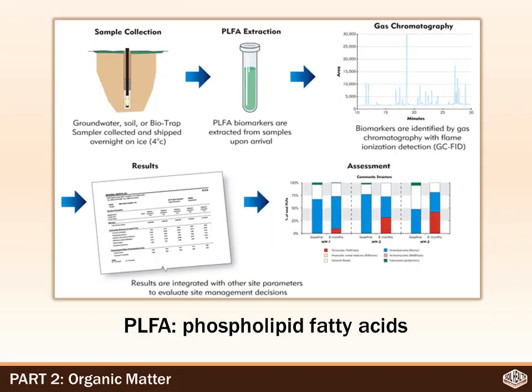This flow chart shows how a test for PLFA might be done. After collection and extraction of biotic materials, they are analyzed for their components by gas chromatography for their makeup. The final result is an assessment of the community composition that is often reflected in a chart like the one on the lower right. It gives an idea of who is there and tells us something about functional diversity when the roles of the different groups of organisms are known.